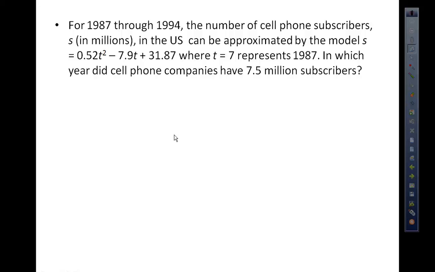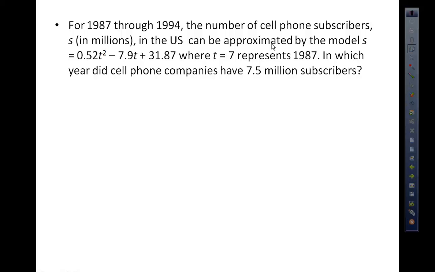For 1987 through 1994, the number of cell phone subscribers, S, in millions, in the U.S. can be approximated by the model S equals 0.52 t squared minus 7.9 t plus 31.87, where t equals 7 represents the year 1987. In which year did cell phone companies have 7.5 million subscribers?